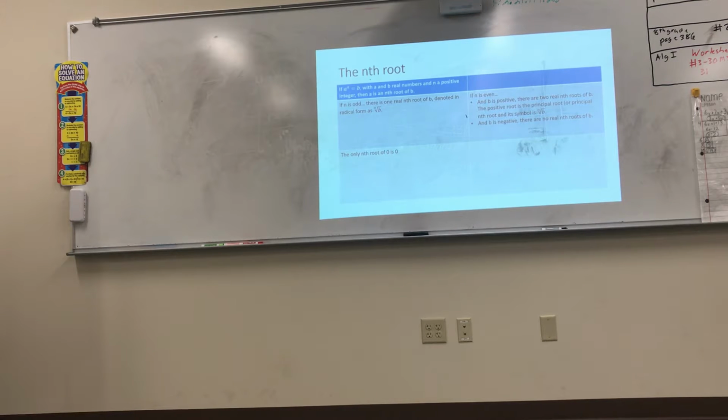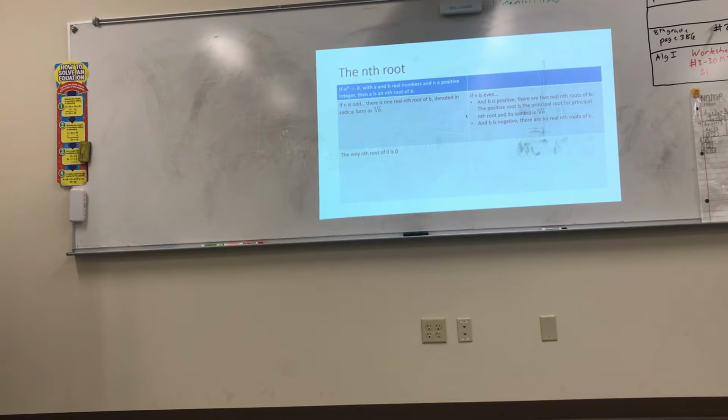If a to the n equals b, with a and b real numbers and n a positive integer, then a is an nth root of b. If n is odd, there is one real nth root of b, denoted in the radical form as the nth root of b. The only nth root of 0 is 0.